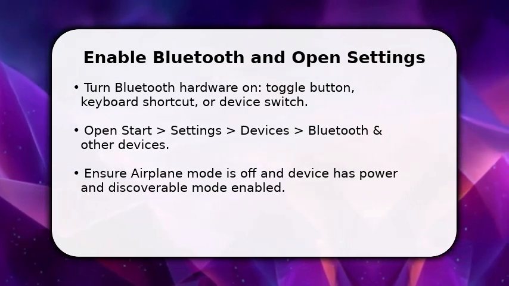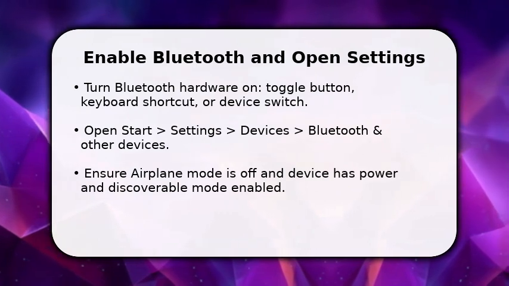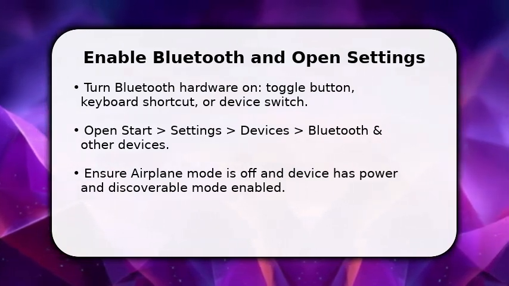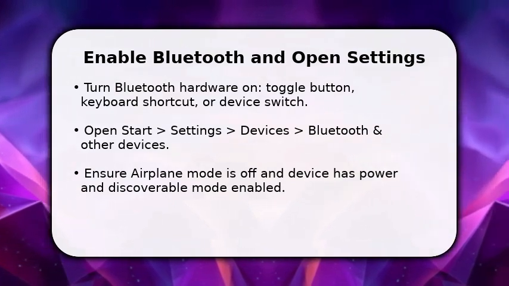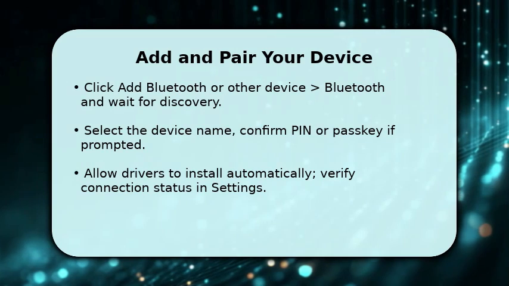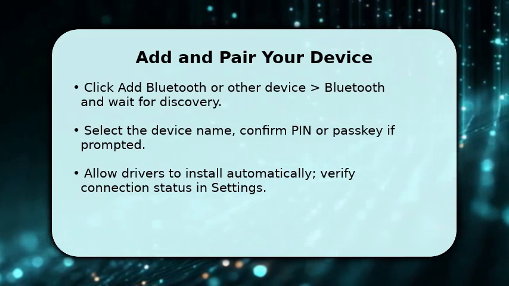Make sure airplane mode is disabled and the accessory is powered and in discoverable mode, because Windows can only list devices that actively advertise themselves. Now you add the accessory by clicking Add Bluetooth or other device and choosing Bluetooth, which tells Windows to scan. You'll see device names populate.